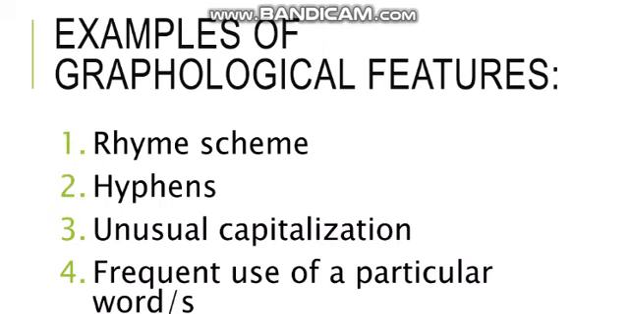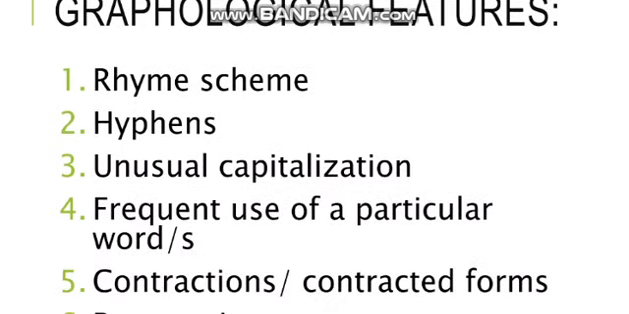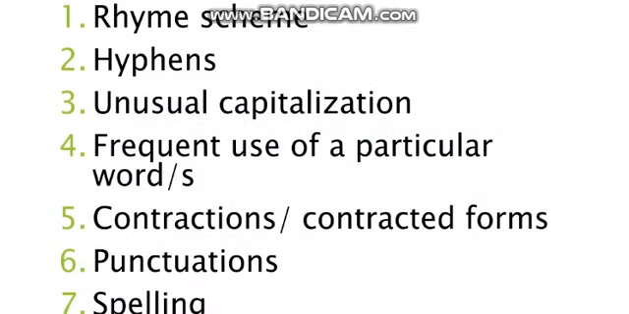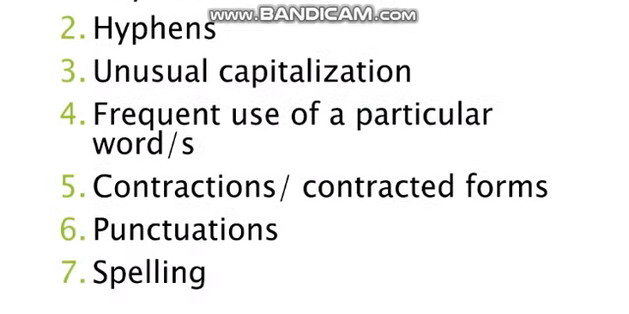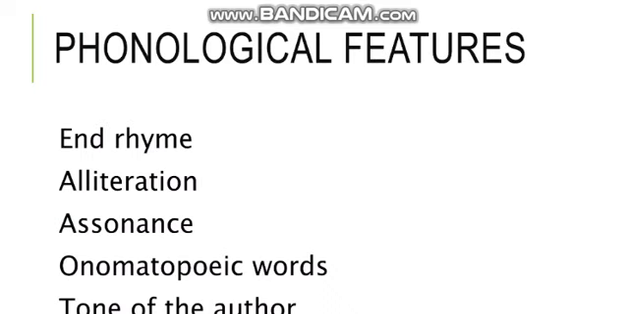So there are some examples of graphological features like rhyme scheme, hyphens, unusual capitalization, frequent use of particular words, contracted forms, punctuation, spellings, etc. And in phonological features, there is end rhyme, alliteration, assonance, onomatopoeic words, and the tone of the author.